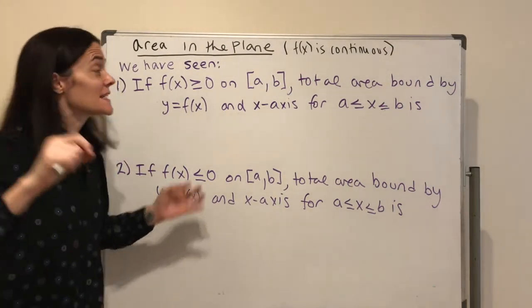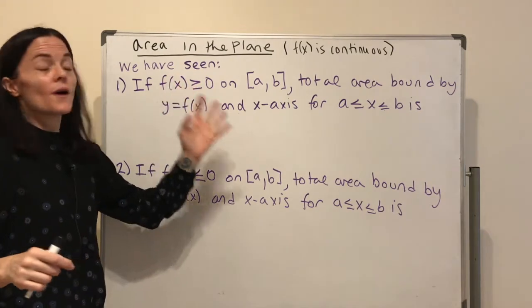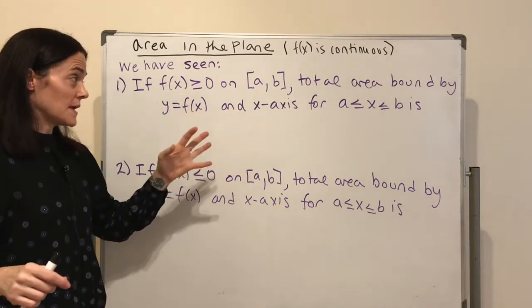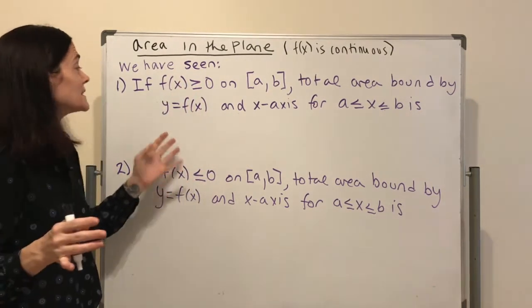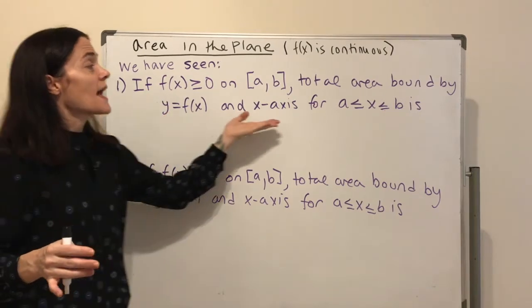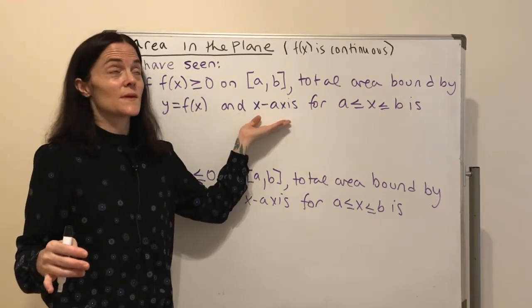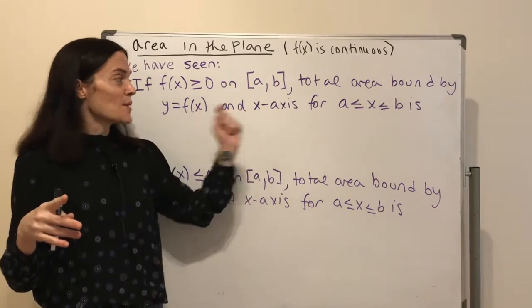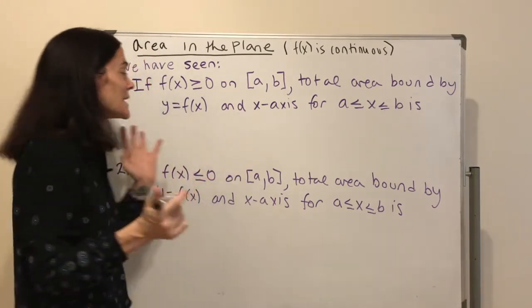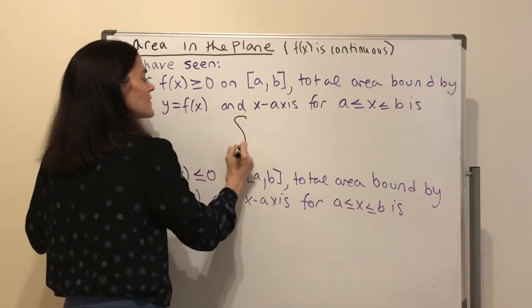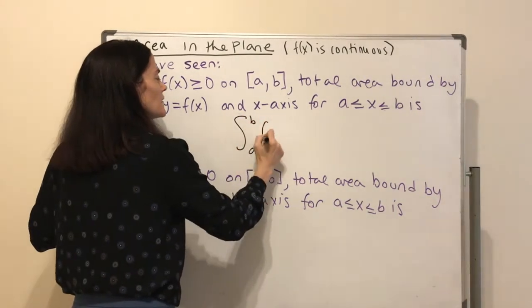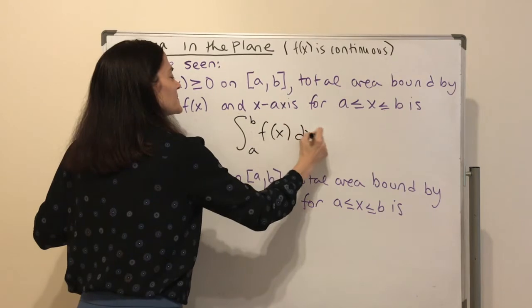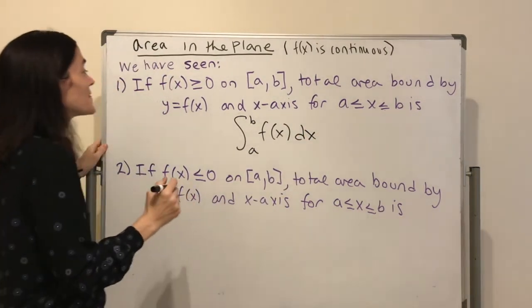If the function is non-negative on the closed interval a to b, the total area bound by the curve and the x-axis, so in this case it's the area under the curve and above the x-axis between x equals a and b, is just this definite integral. Okay, so this is one thing we have seen.